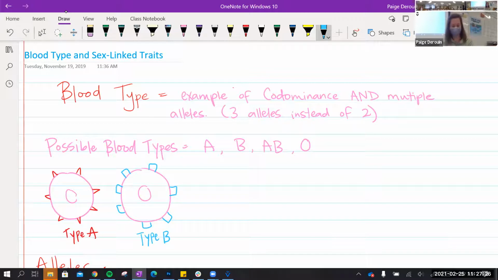Go ahead, Logan. Can't it go reverse? What do you mean? The less rough blood types can donate to the... Yeah, so I'm going to talk about that now.